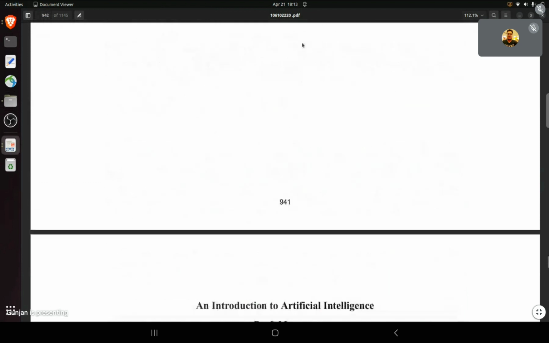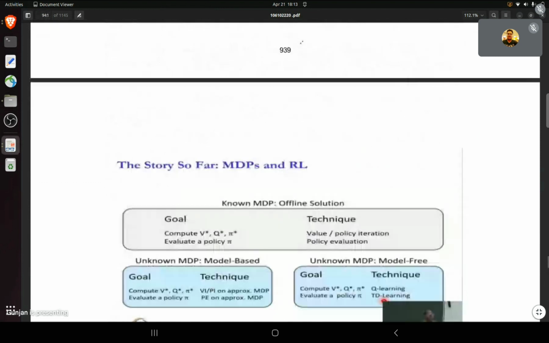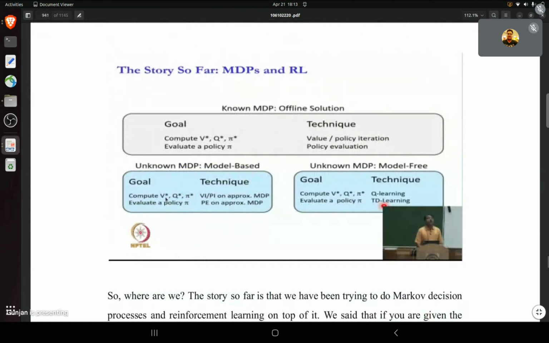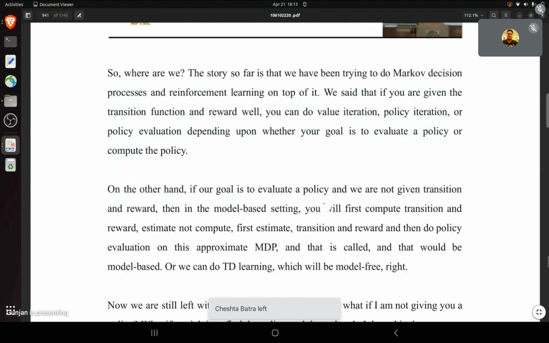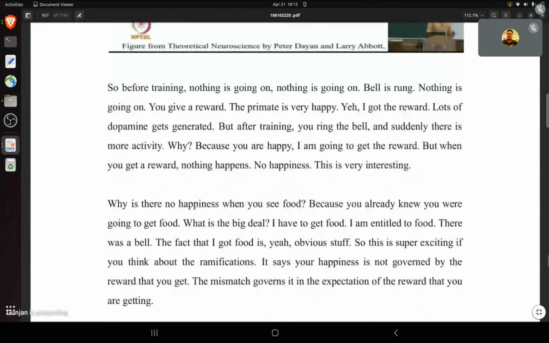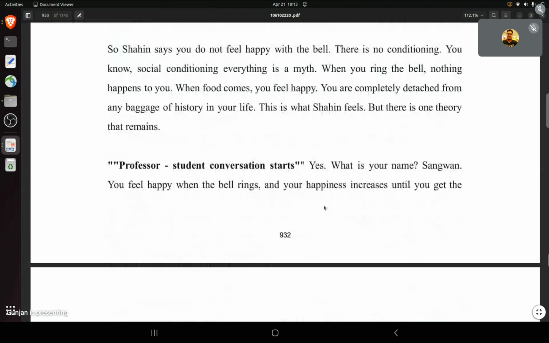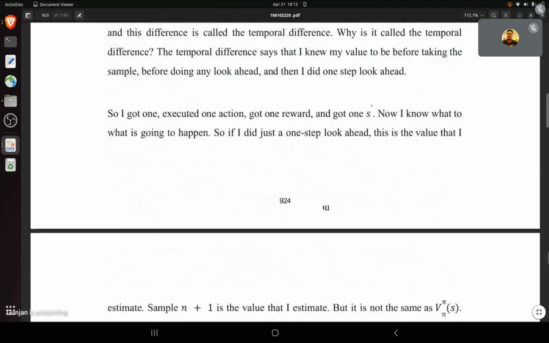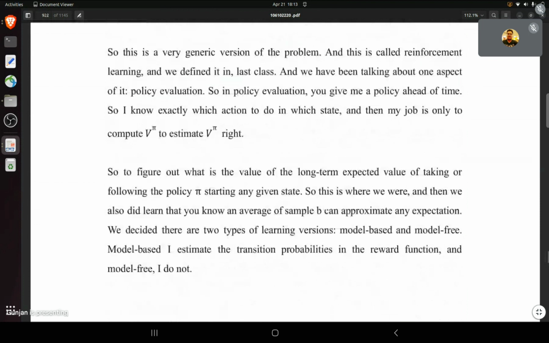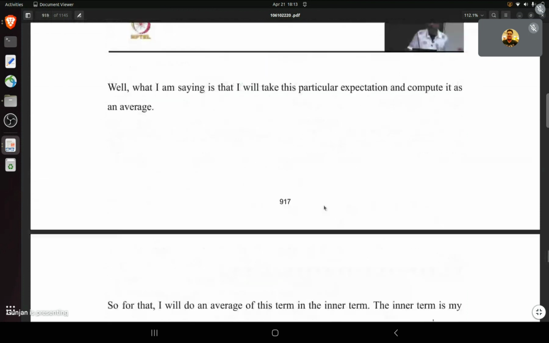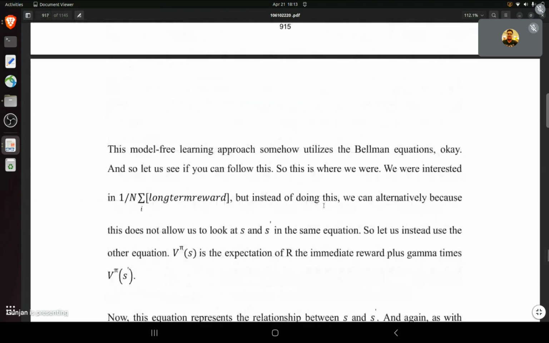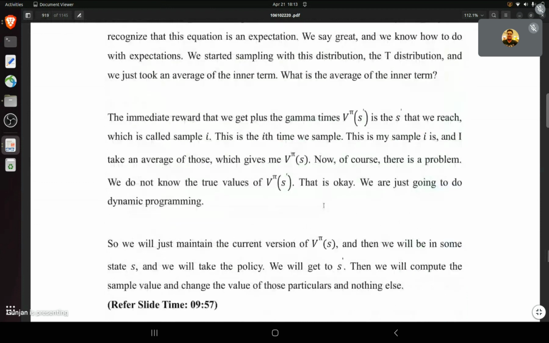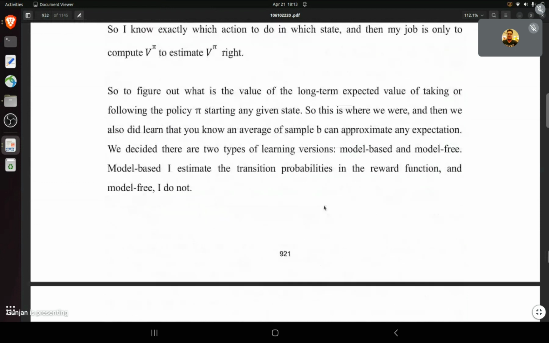Yeah, model free, model based, and then there was this image. Yeah, this one. You see, compute V star, Q star, pi star, evaluate a policy, VI, PI, and then this model free, Q learning, TD learning, and so on. And then there was one more slide where we showed the summation part. Yeah, I know, the professor said that, I remember. But I don't see that slide here. Where was that slide? This was just after this slide he showed, but they removed it from the PPT.